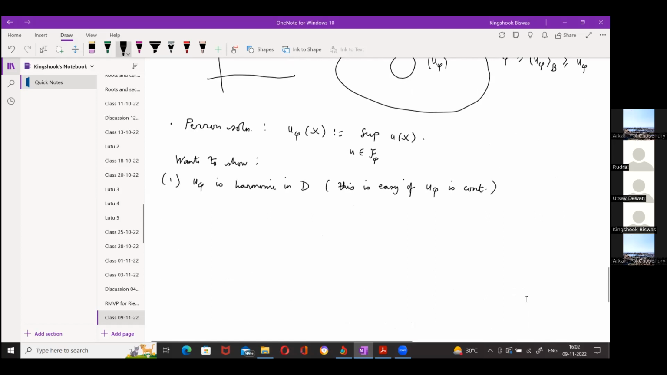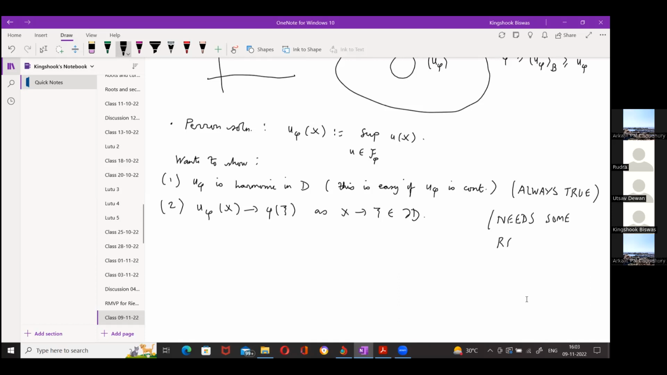And once we do that, what we want to show is that u sub phi of x has the right boundary values: it converges to phi of xi as x converges to a point xi in the boundary of D. So there are these two separate statements we have to prove. The first statement is always true: the Perron solution is always harmonic. But the fact that it has the right boundary values needs some regularity of the boundary of D. Otherwise, in general, it's not true. C2 is good enough.